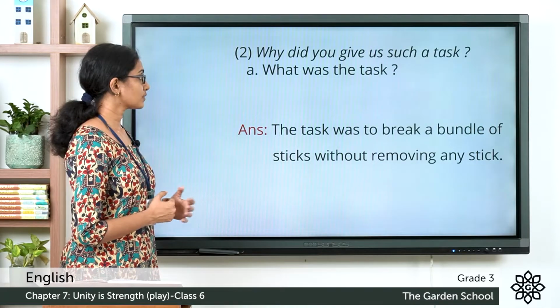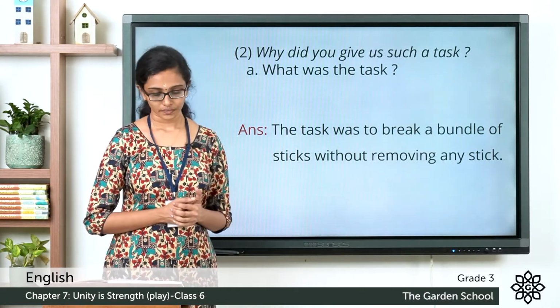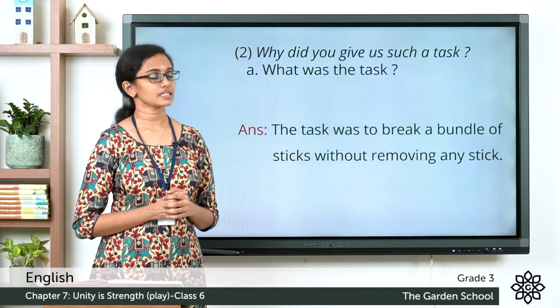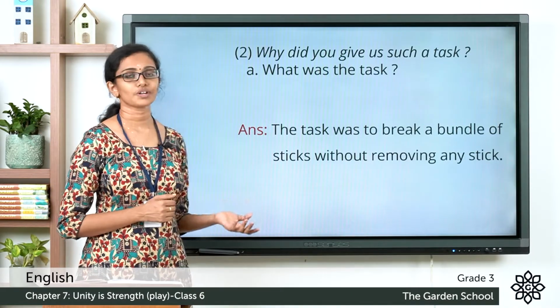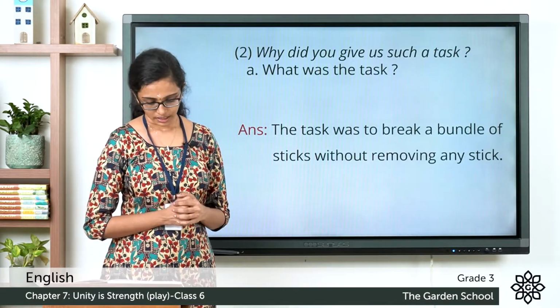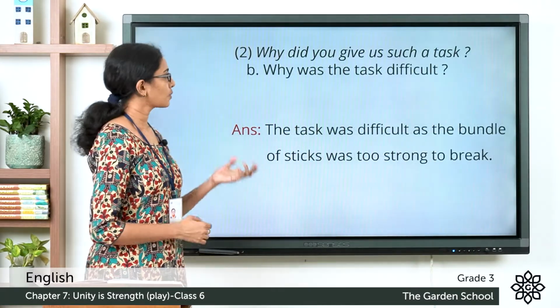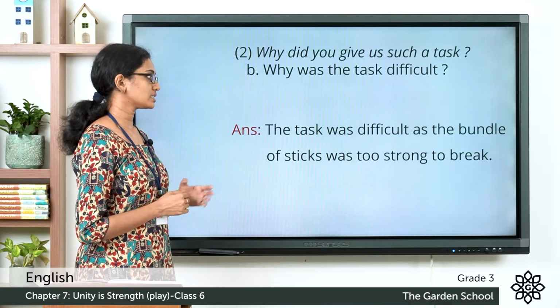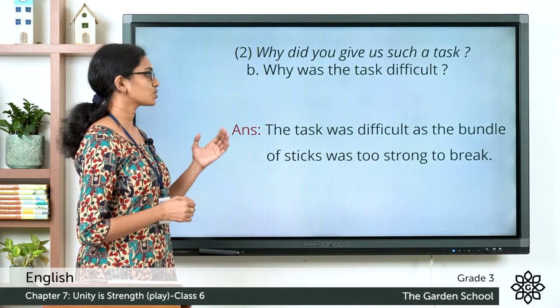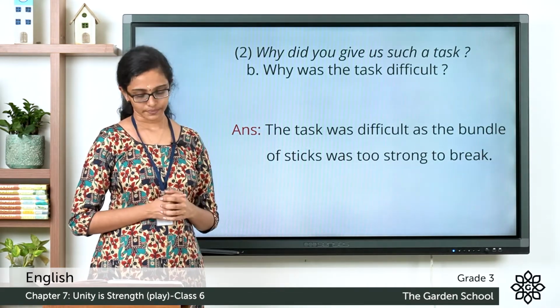"Why did you give us such a task?" What was the task? The task was to break a bundle of sticks without removing any stick. Now the next one. Why was the task difficult? The task was difficult as the bundle of sticks was too strong to break.